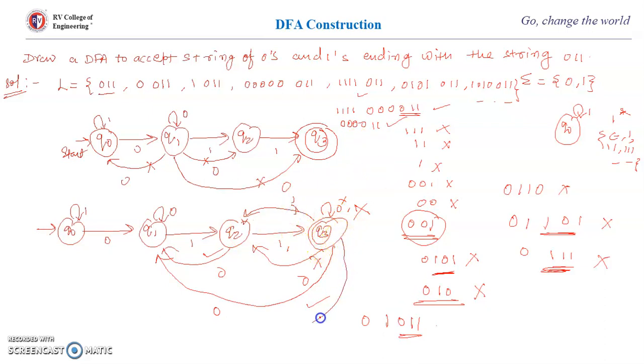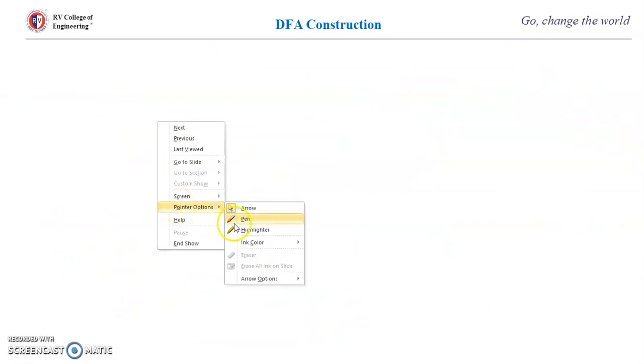If I send this 1 here, what happens? 0 1 1 1 1 1. Again it will end with 1 1 1, so that is wrong. If I send this 1 here, what happens? 0 1 1 1 and then 0 1 1. So anyway this path we are going to follow. And if I say 0 1 1 1 1, it is not ending with 0 1 1. So this is correct. So now let us draw the neat DFA.